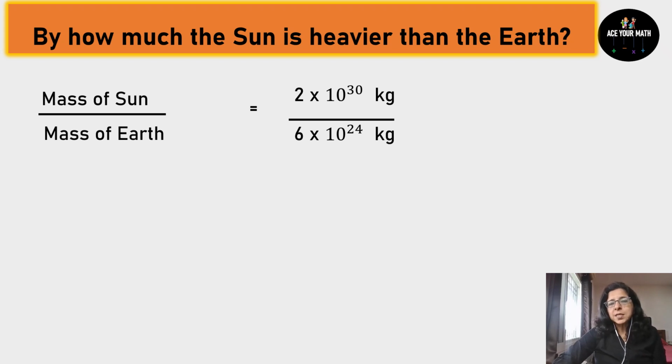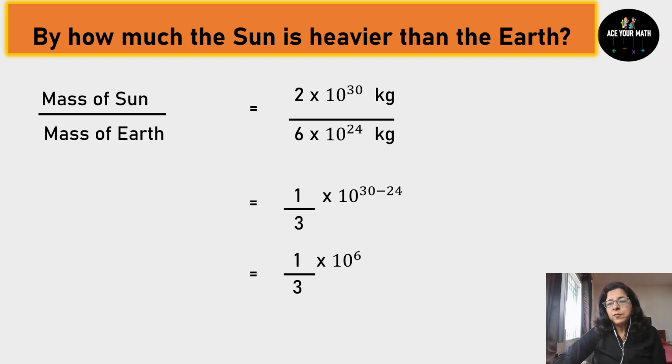See, 2 and 6, they will get cancelled because 6 comes in 2's table. So you can write 2 by 6 as 1 by 3. And 24 will go up and it will take a negative sign. So it will become 30 minus 24. So it can be written as 1 by 3 times 10 raised to the power 6.